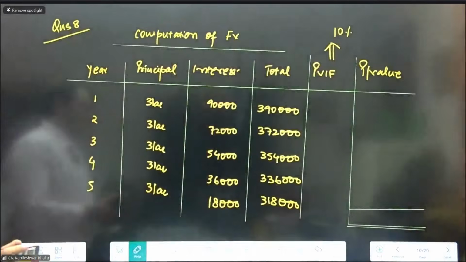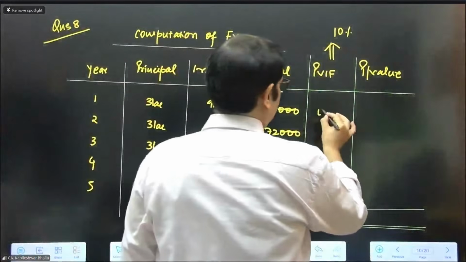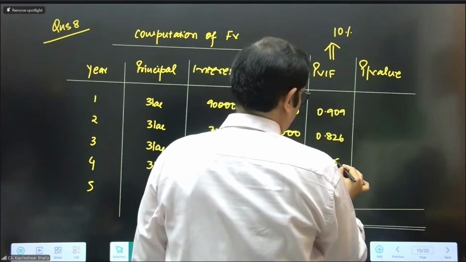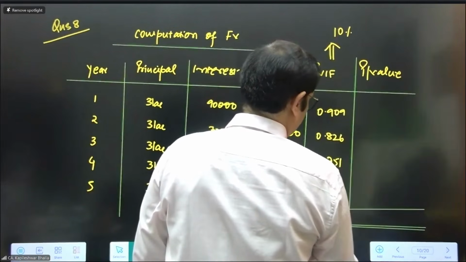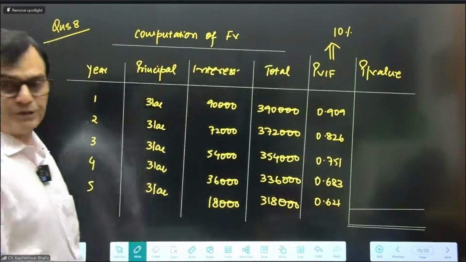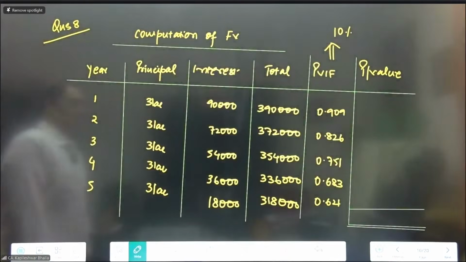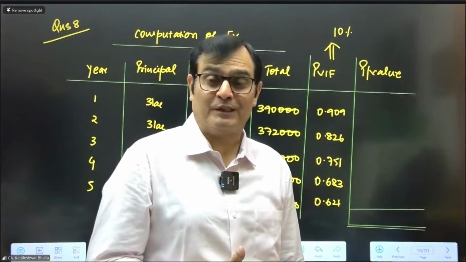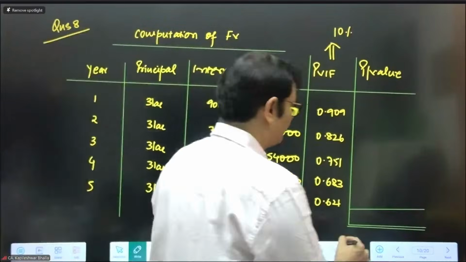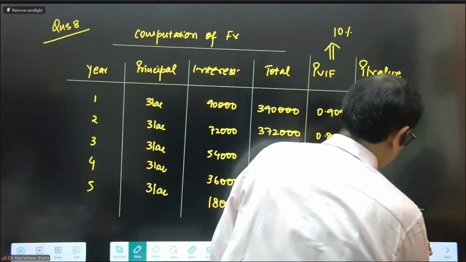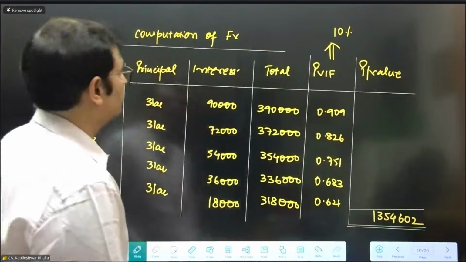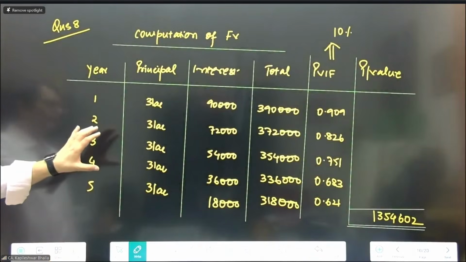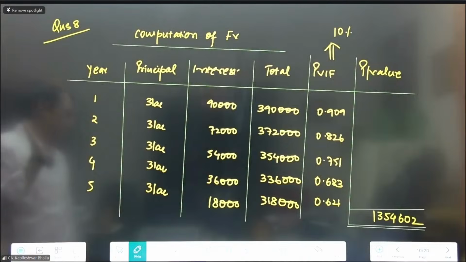That's right. So let's take the factors at 10%: 909, 826, 751, 683, and 621. I'm going to apply a little shortcut and give you the answer of the fair value directly instead of computing. If you do this, it is 13,54,602, that is the value. So this is the first element which you need to do in the question: organize the fair value at the inception.